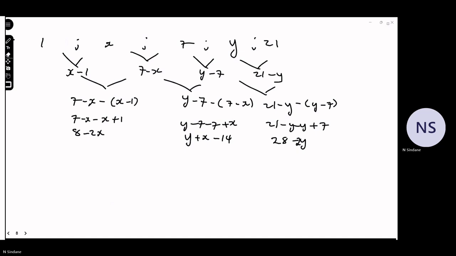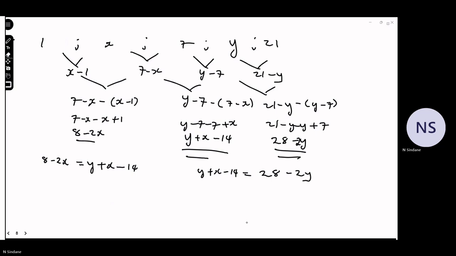And then let's see. From here, remember all of these things are the second difference, right? I'm going to say this equation is equated to that. Then after that, this equation is equated to that. Meaning, here I'm going to have the first part. If I equate the two equations, I'm going to have 8 minus 2x equal to y plus x minus 14. And then again, y plus x minus 14 is equal to 28 minus 2y.